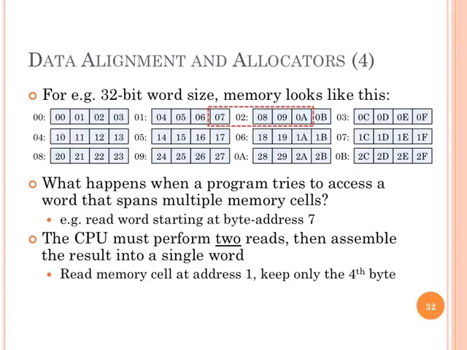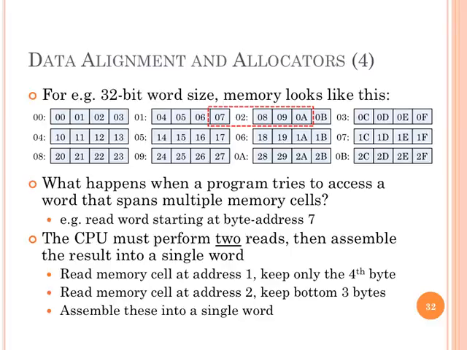Okay. So then it goes ahead and assembles these things into a single word. Like it says here, read the memory cell at address 1. Notice 01. I just need the last byte, but I guess I got to get it. So it reads that cell, pulls out the last byte, and then it reads the second cell and keeps the first 3 bytes and assembles those things together in the processor into our 4-byte value.